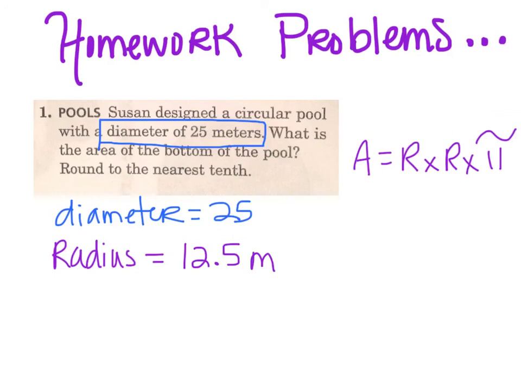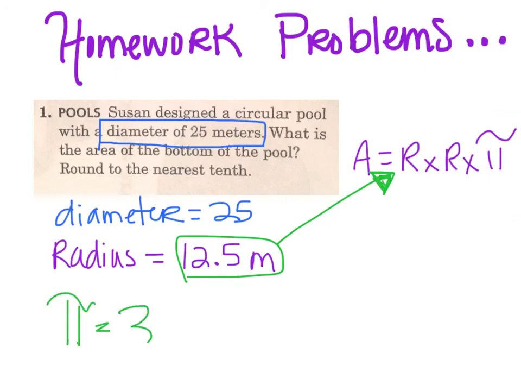Okay, the pool is in meters, so I'm going to put 12.5 meters. Now you're going to use 12.5 meters, plug it into the equation where the R's are, and the pi symbol, remember, is 3.14. Please fill in those numbers where the R's are. Please fill in 3.14 where the pi symbol is. And then your final answer, remember you need to round it to the nearest tenth. You only want one digit behind the decimal.